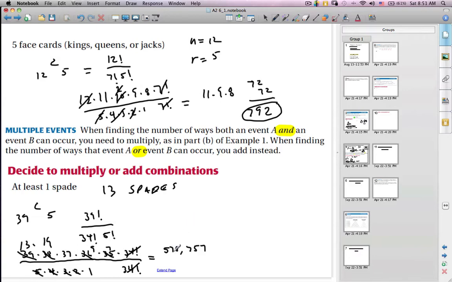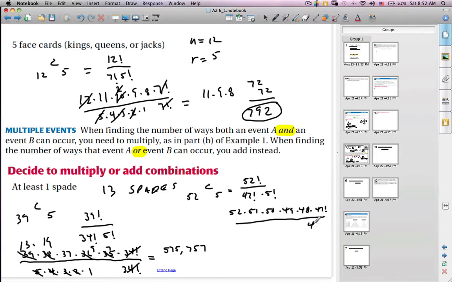But then I have to subtract that from the total number of hands I can get in a deck of cards in order to find out the number that have at least one spade. So now I'm talking about the number of combinations of taking 52 cards, the whole deck, 5 at a time. And that's going to be 52 factorial over 47 factorial times 5 factorial. So I'll have 52 times 51 times 50 times 49 times 48 times 47 factorial.